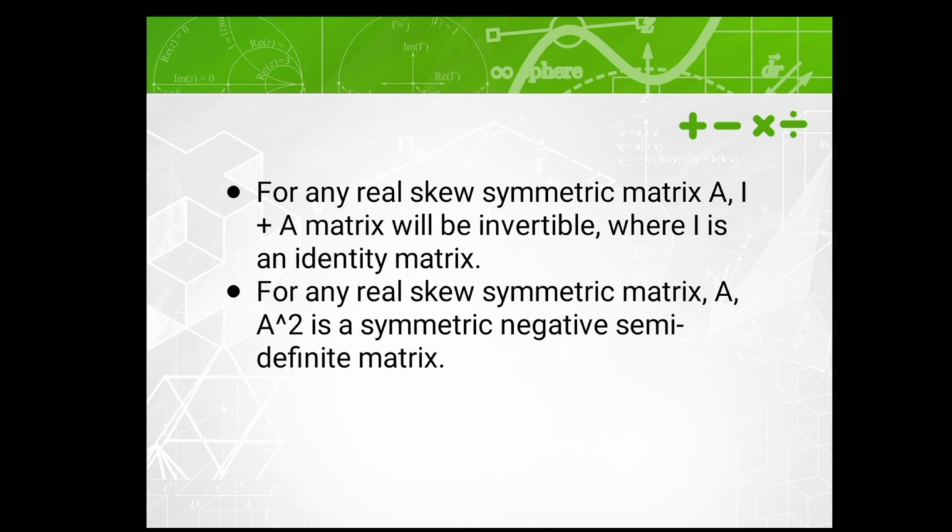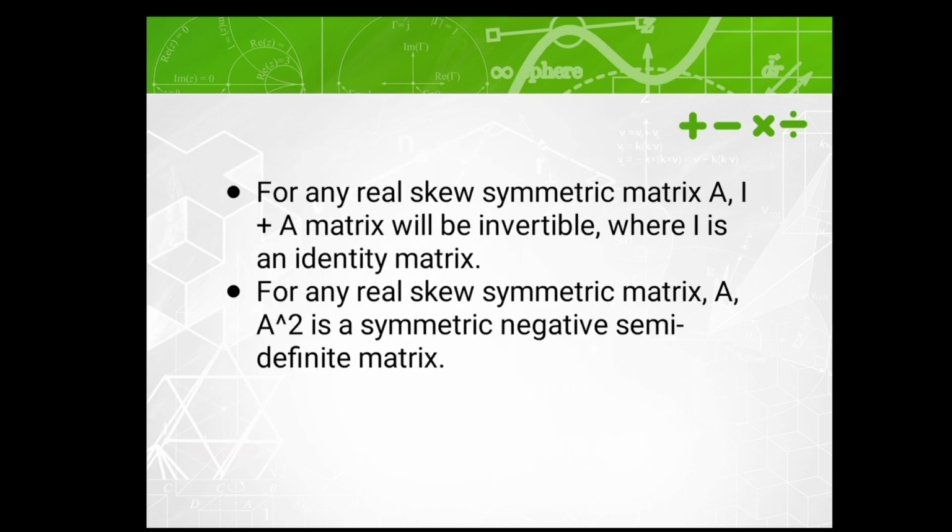Let us see some other properties. For any real skew symmetric matrix A, I plus A will be invertible, where I is an identity matrix. See, if we take a skew symmetric matrix A and add the identity matrix I, then the matrix I plus A will be invertible. Invertible means it has an inverse. An identity matrix is a diagonal matrix where all principal diagonal elements are 1 and all other elements are 0.